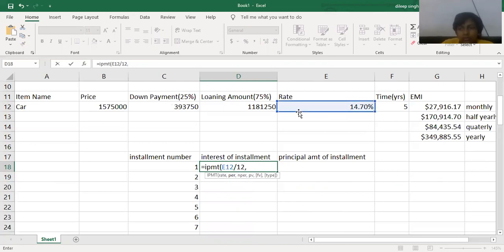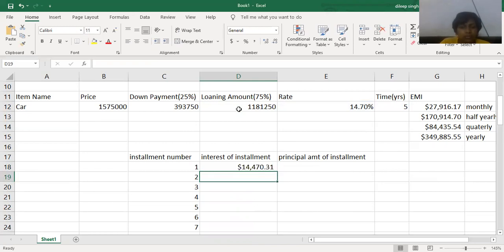And press comma and then select the number of installment, that is the first installment. Just press comma and select the time duration and multiply it by 12, because it is the number of periods. Just press comma and use what type, that is 0 or 1. And firstly we have to use here the loaning amount. Just press minus and select the loaning amount and press comma and 0 and close the bracket. You will get the interest.